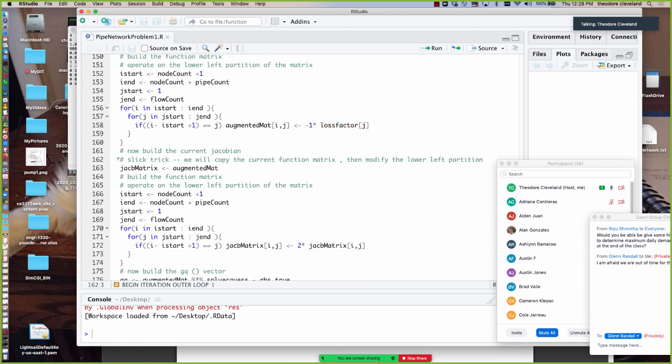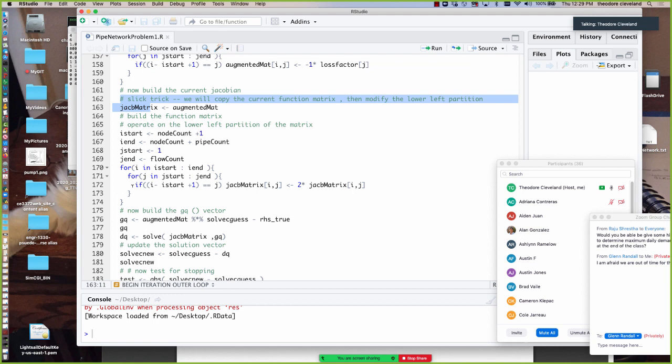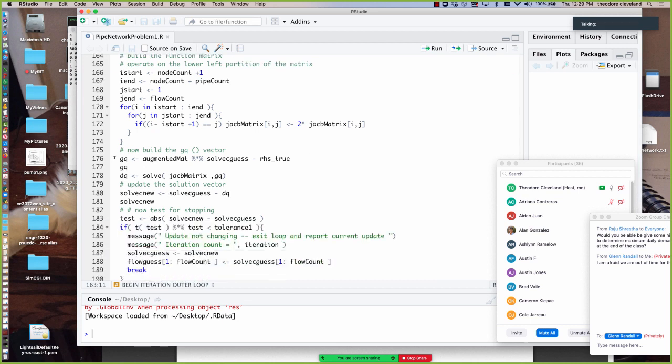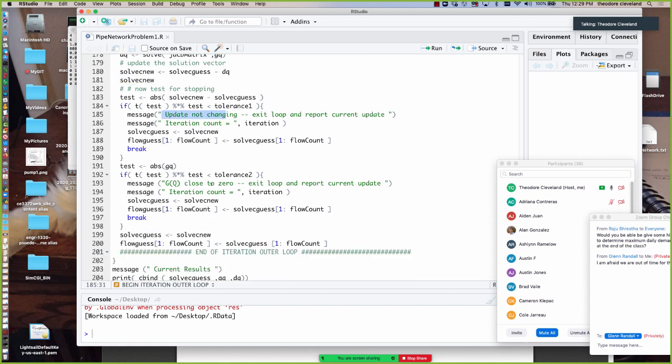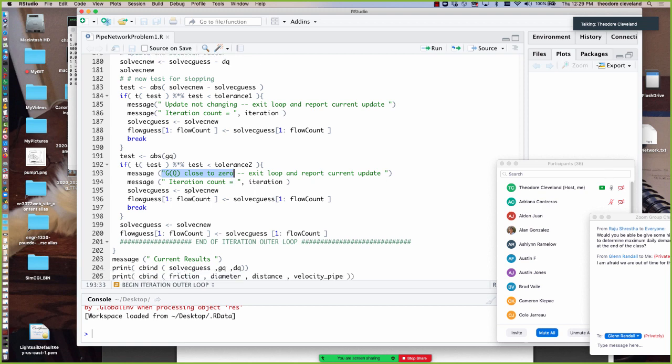And now we'll copy the current function matrix into the Jacobian and make the changes in that. The Jacobian matrix below the horizontal line is simply the current function matrix multiplied by 2. Then we build the augmented matrix and we solve the linear system for the change in flows. We update the change in flows and test for stopping. So we stop when the update doesn't change. We stop when the function gets close to 0, which is our desired result. Or we stop when the iteration count gets too big. And then finally, we just write the results back to ourselves.